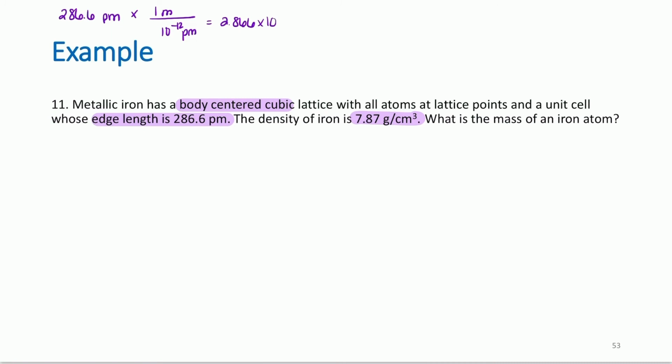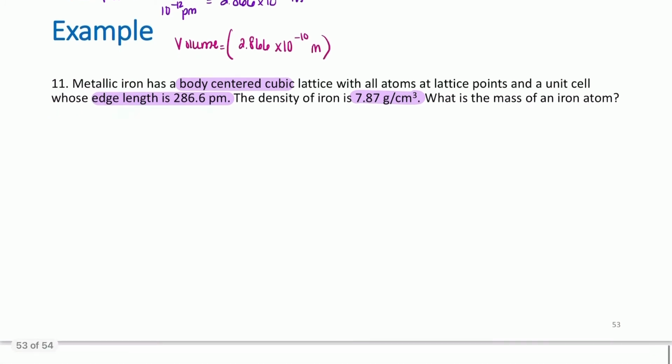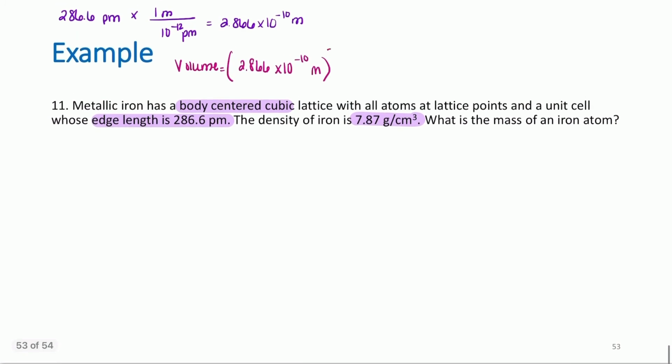2.866 times 10 to the minus 10th meters. If I calculate the volume, that's giving me the edge length. So the volume is 2.866 times 10 to the minus 10th meters cubed, which gives me 2.354 times 10 to the minus 29th meters cubed.